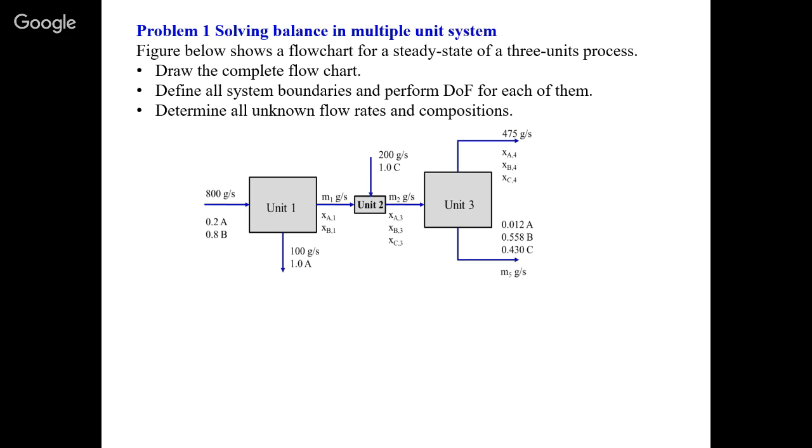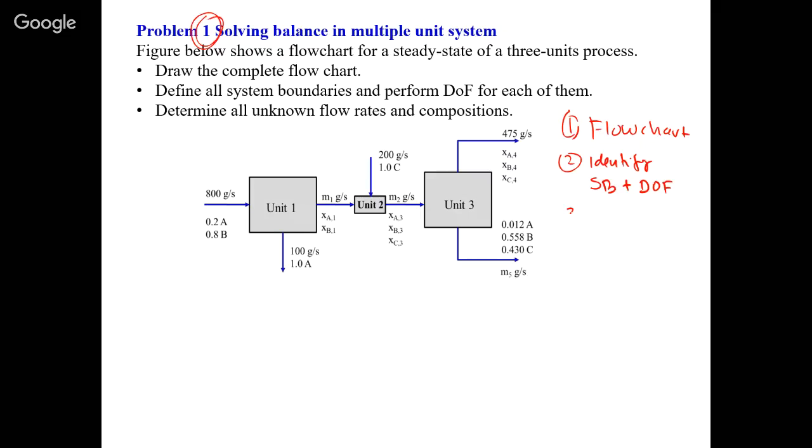Okay, guys, sorry for this problem. So sorry, let's go first again to problem number one. This is basically the revision of the three steps to solve the mass balance in multiple units. I will repeat. There are three steps. Step number one is to draw the flowchart. Step number two is to identify the system boundary plus the DOF, and step number three is to solve the balance.